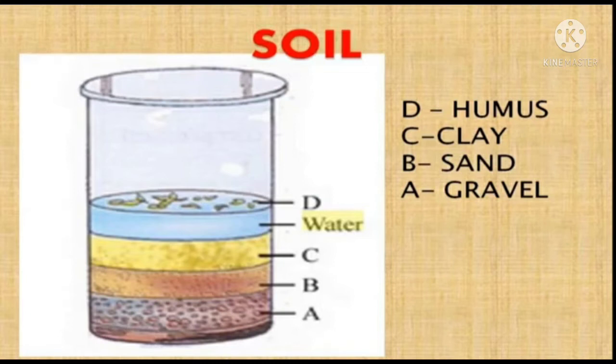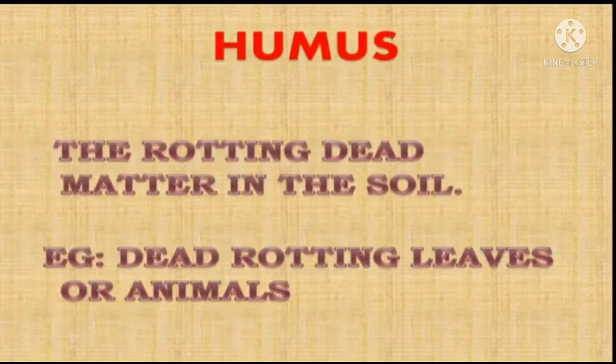The first layer is called the humus. Humus is the rotting dead matter in the soil. The second layer is water. The third layer consists of clay. The fourth layer is sandy. And the final layer is the gravel layer. What do you mean by humus? Humus is the rotting dead matter in the soil, for example, dead rotting leaves or animals.